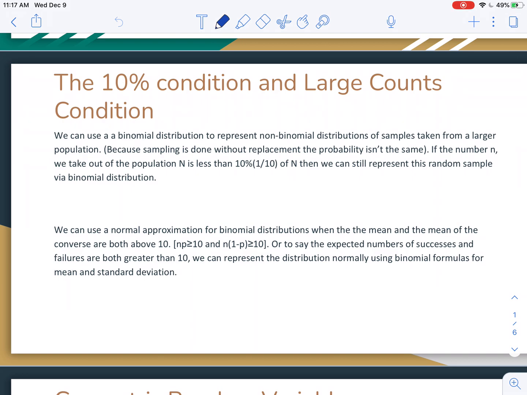So both your mean and standard deviation have to be above 10, and then you can use a normal approximation for your probability. And you don't have to go through the process of plugging in numbers and using the binomCDF feature of your calculator. So if we've got a sample size of 1,000 and our probability is like 0.4, your mean is 400. And in fact, let's just talk about that.